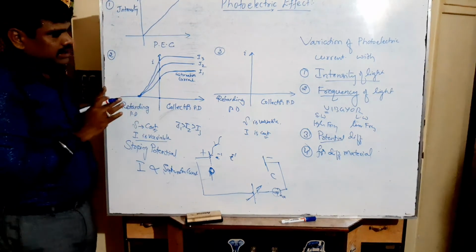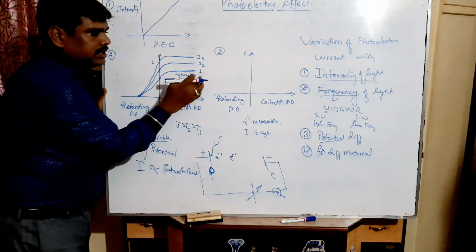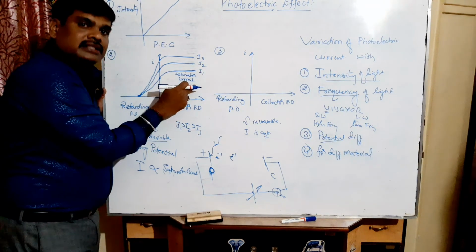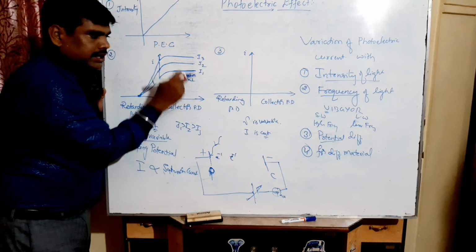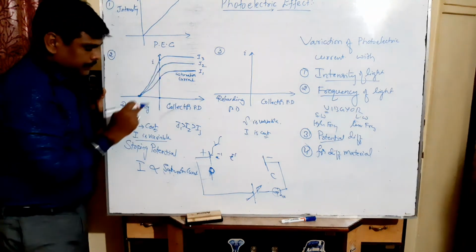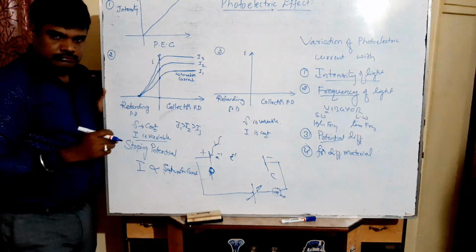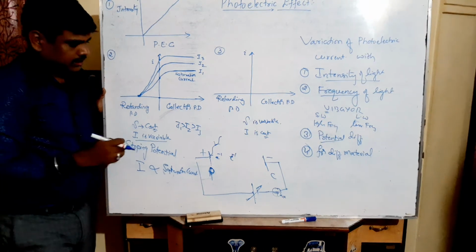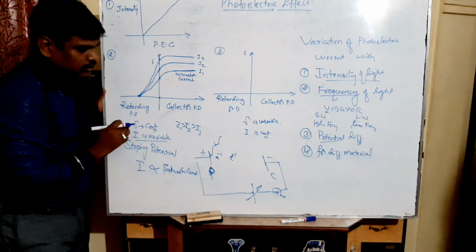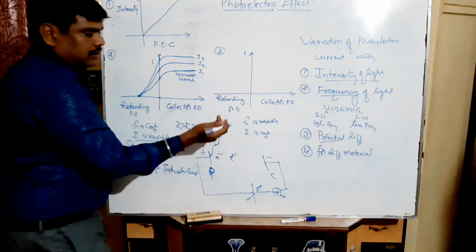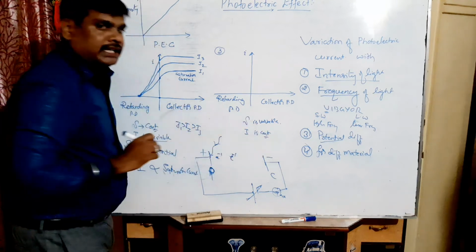Second observation they have made: when the intensity of light increases, saturation current increases linearly. Saturation current also increases, but the stopping potential is independent of intensity of light. Here we have considered frequency as constant throughout this experiment. Next, I will change the frequency, but I will keep the intensity constant.